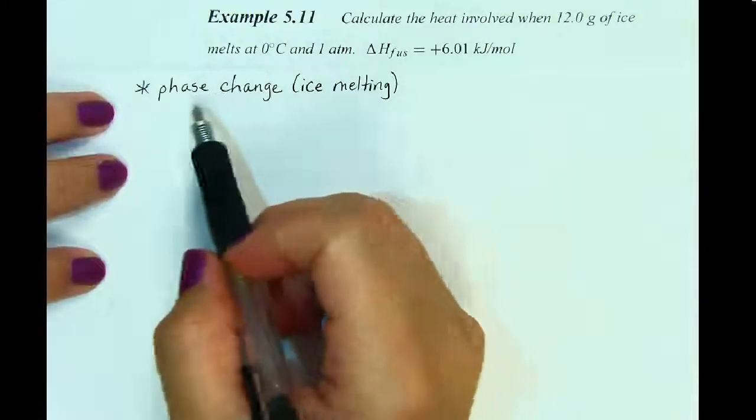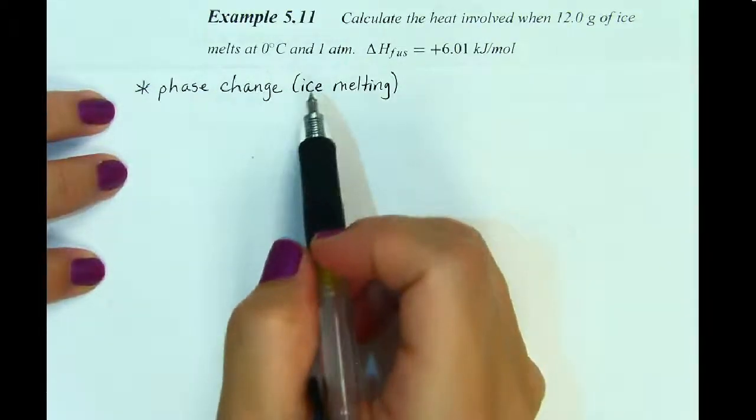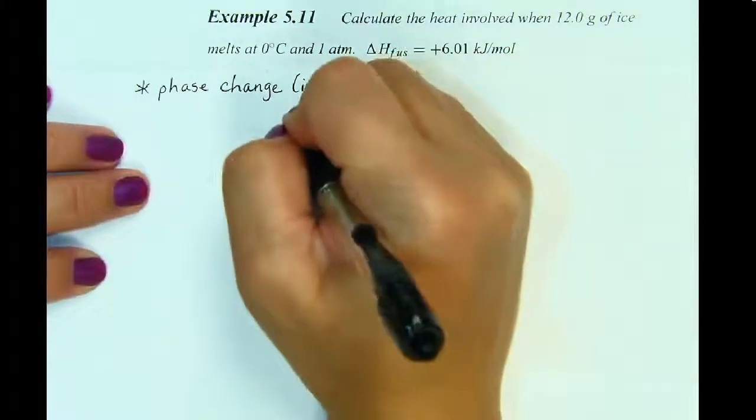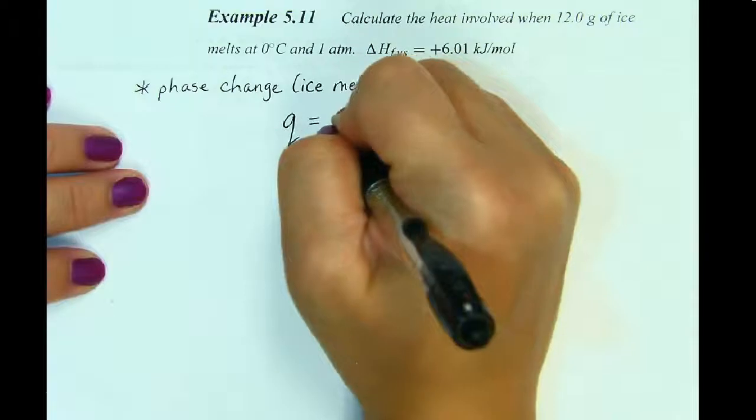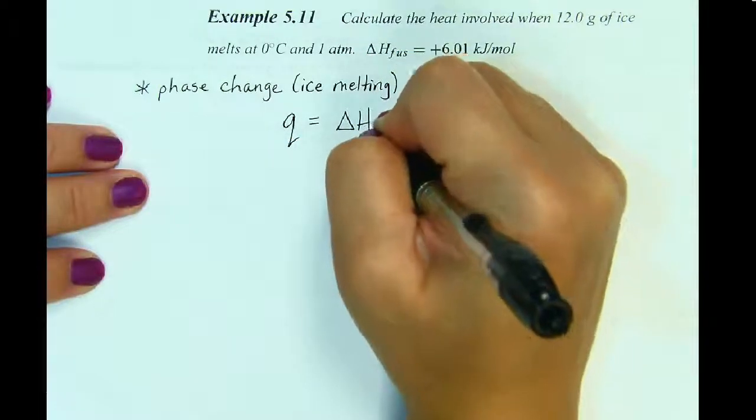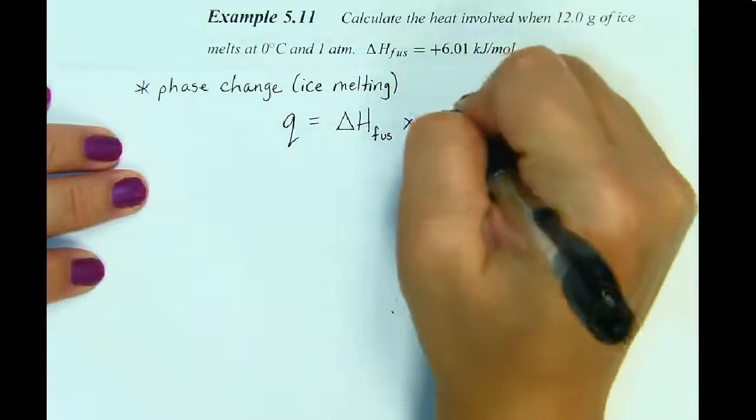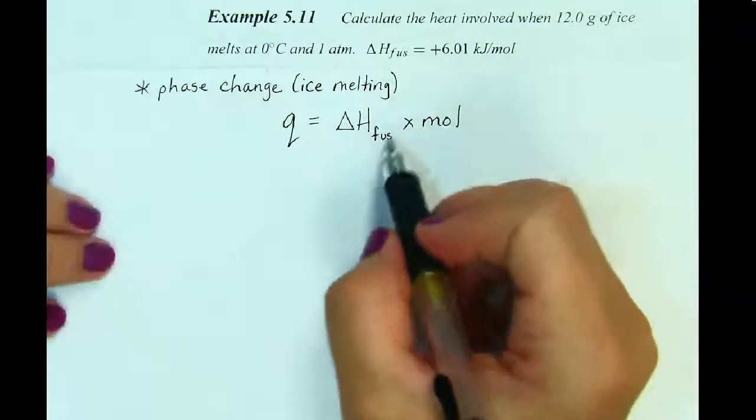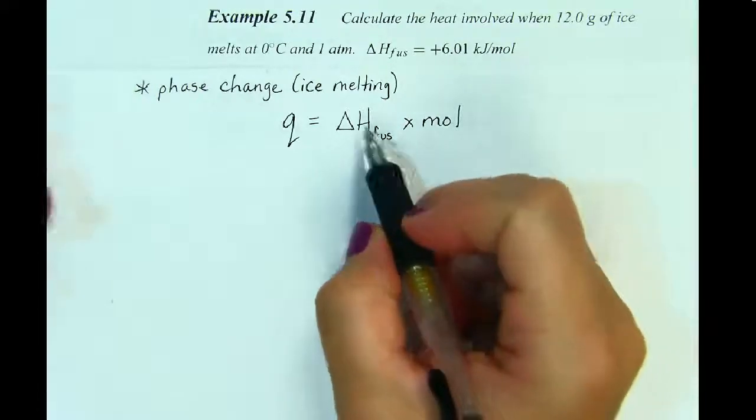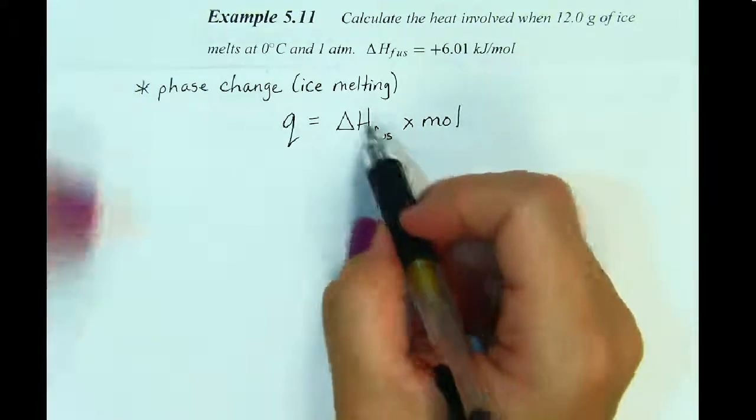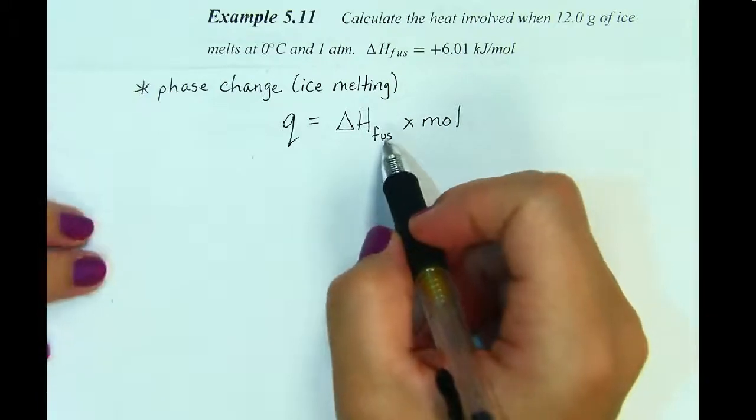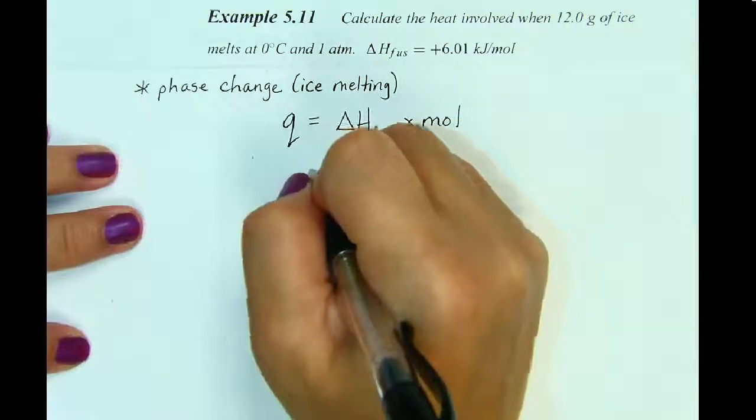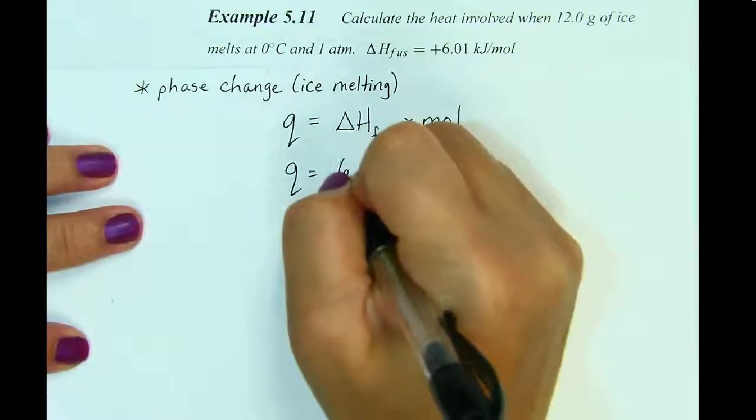So I've identified what type of problem we're looking at: the heat due to a phase change, specifically ice melting. And so this is going to be the equation Q is equal to delta H, in this case fusion, times mole. The common equation is just Q equals delta H times mole. It's just that our delta H can be for melting, vaporization, sublimation, or a reaction. We're going to specify fusion in this case, since that's what we're dealing with. And we've been given the delta H is 6.01.